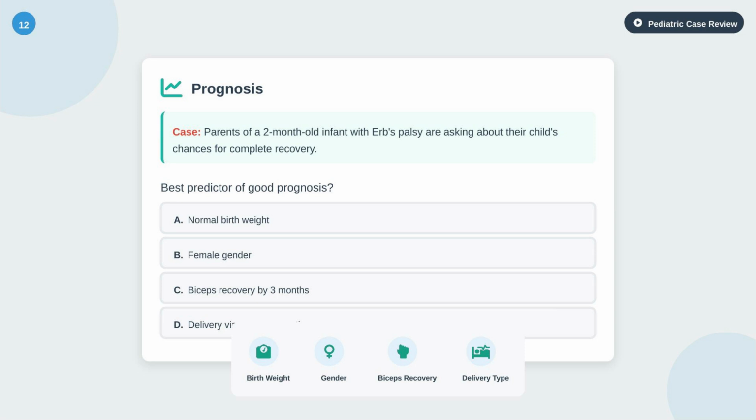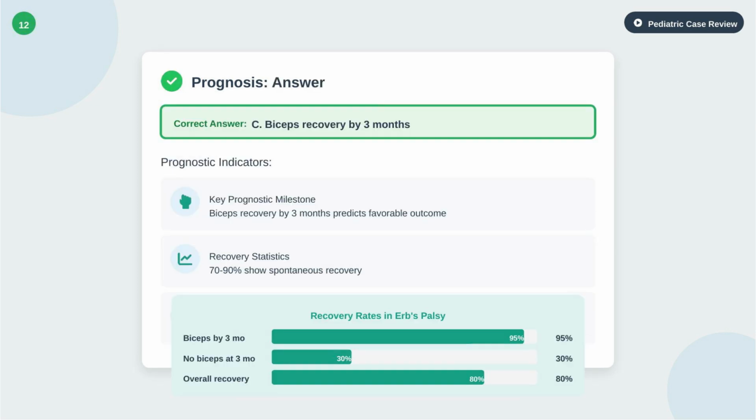Parents of a 2-month-old infant with Erb's palsy are asking about their child's chances for complete recovery. Which of the following factors is the strongest predictor of favorable long-term outcome in this infant? A. Normal birth weight. B. Female gender. C. Biceps recovery by 3 months. D. Delivery via cesarean section. The correct answer is C.